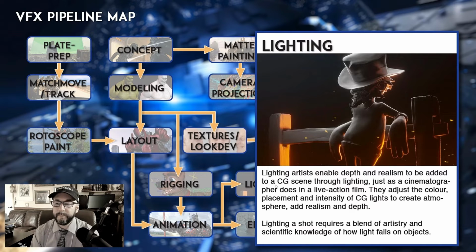Lighting artists enable depth and realism to be added to a CG scene through lighting, just as a cinematographer does in a live-action film. The tools are the same. The concepts are the same. The terminology is the same. They adjust the color, the placement, the intensity of CG lights to create the atmosphere required for the shot, adding realism, adding depth, giving focus to the shot. Lighting a shot requires a blend of artistry and scientific knowledge, because you really want to know and be a student of how light actually works in the real world, so you can duplicate that.